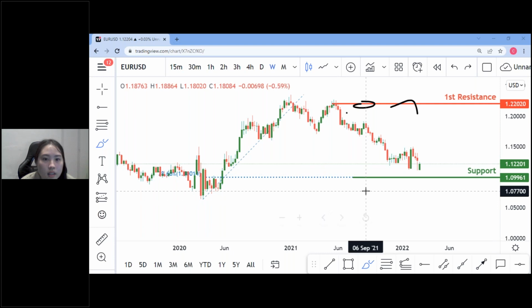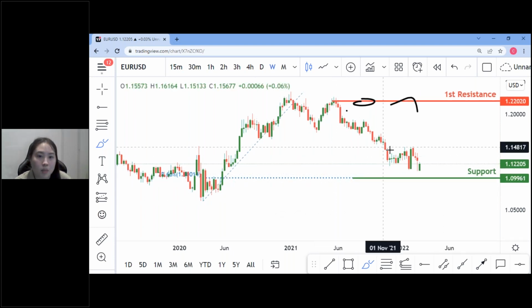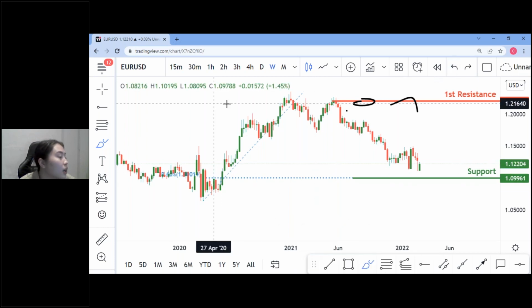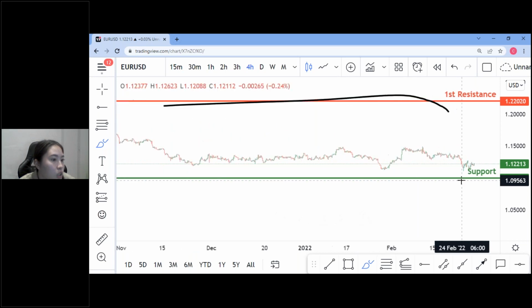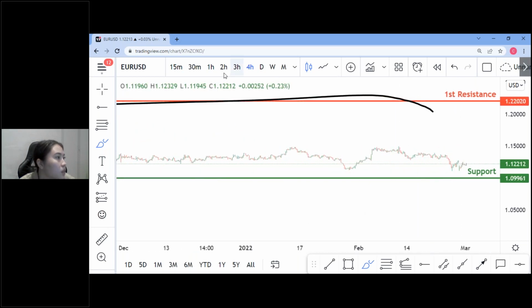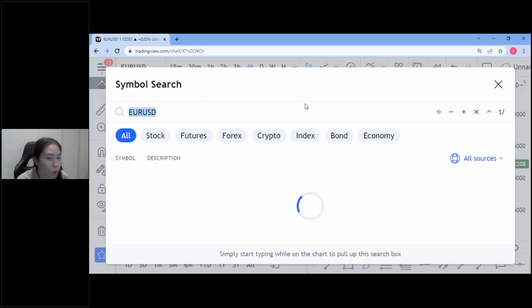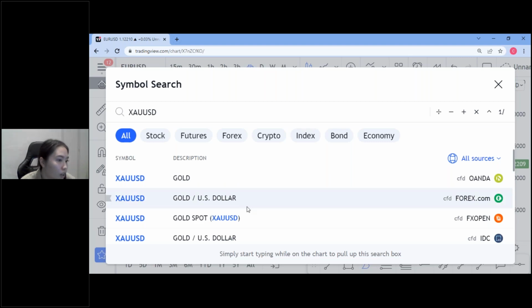Okay, so yeah, this is how we identify Fibonacci retracement. Let's go to another example so that on your own, you will be able to use Fibonacci retracement as well. Let's get rid of this. Is there a particular pair you guys want to look at? Let's look at gold, maybe. I know gold is like the favorite for everyone.